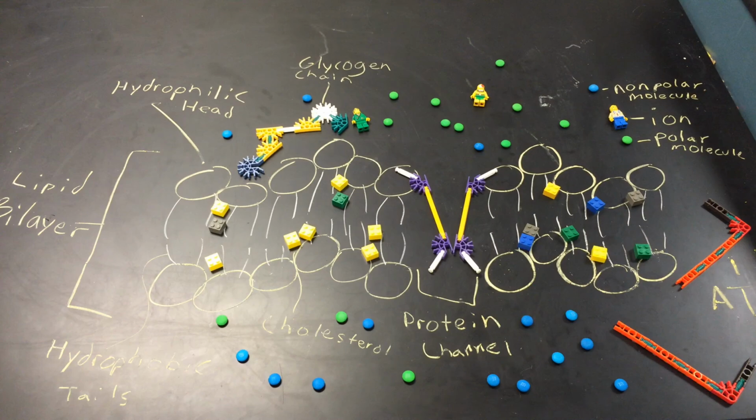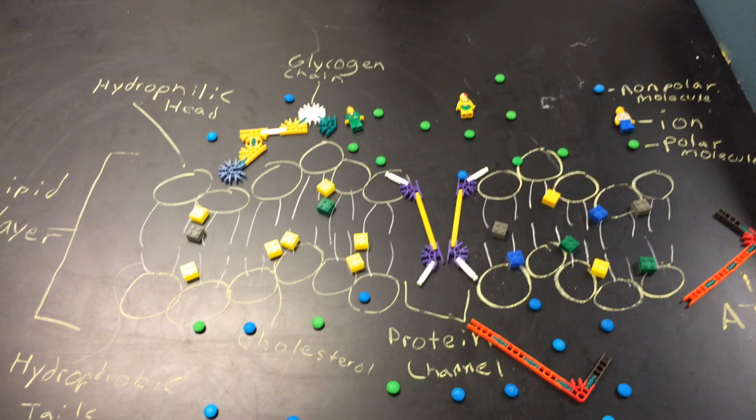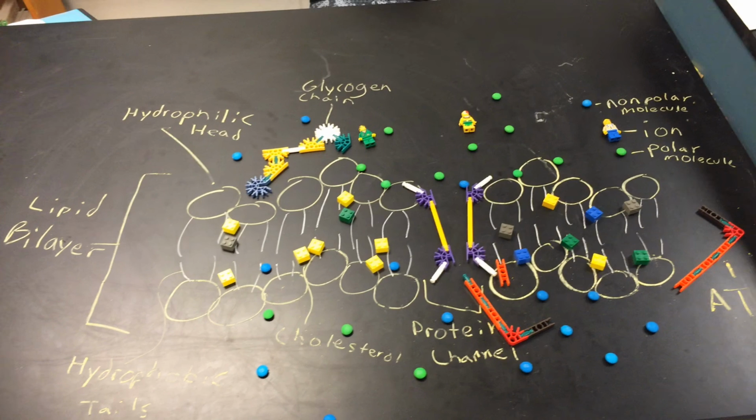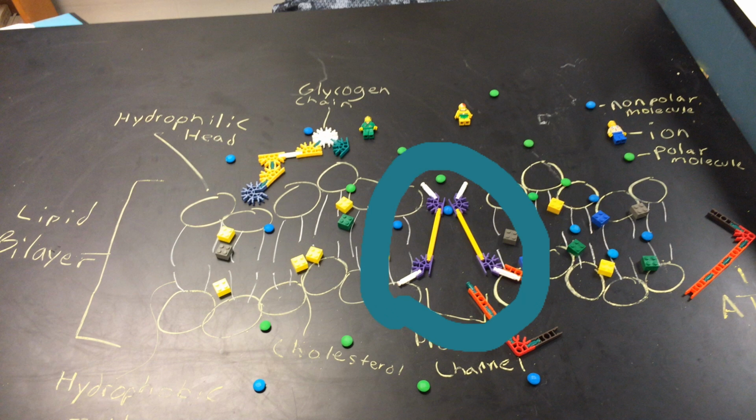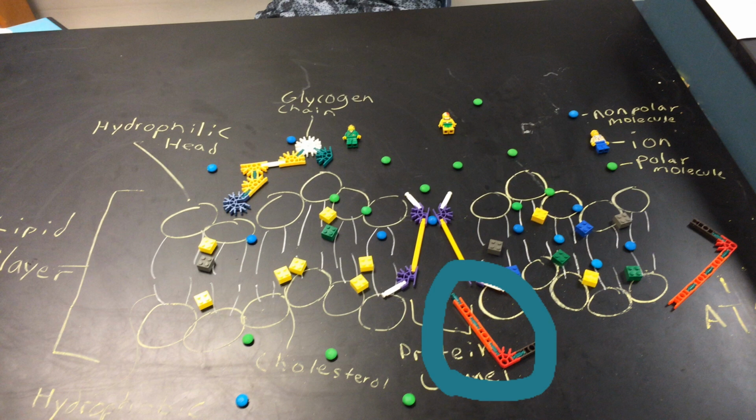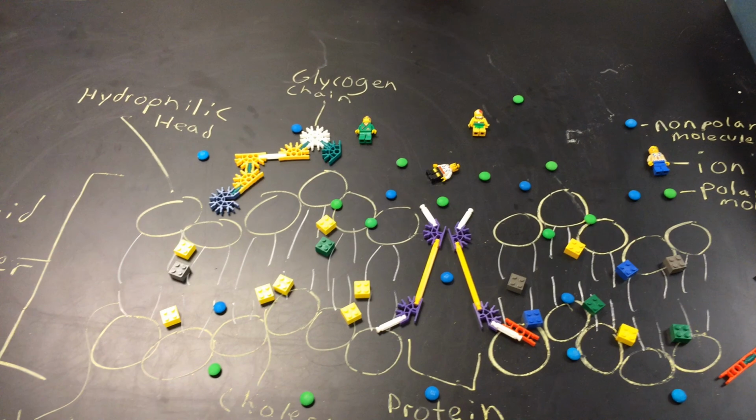When ions and larger nonpolar and polar molecules are going through the protein channel, they use facilitated diffusion. This is when they go through the protein channel via passive or active transport. When using active transport, ATP is required to go with its phosphate group to the protein channel to allow the molecule to go against the gradient.